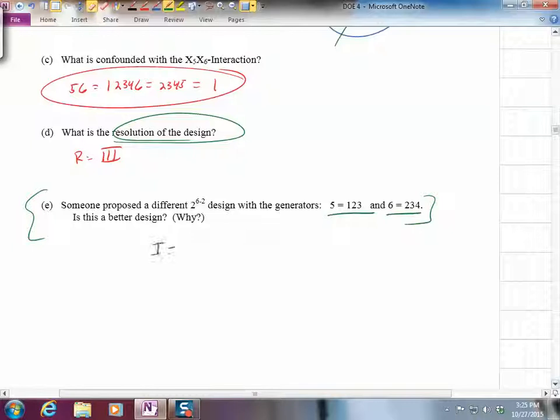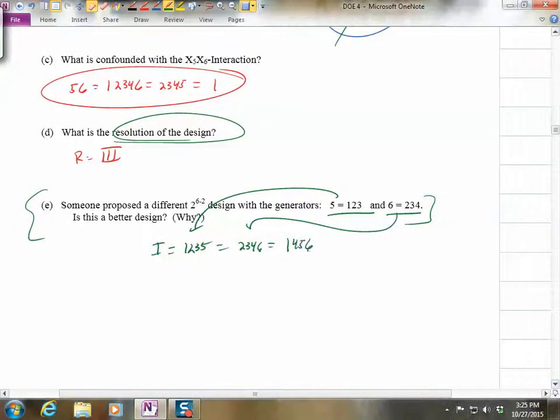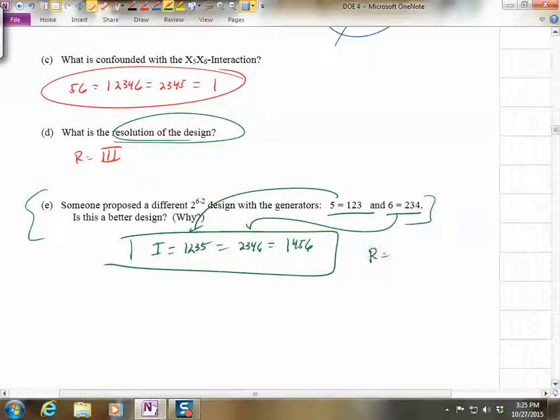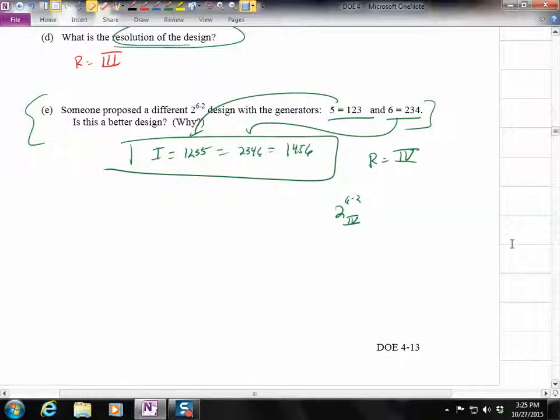So we said I equals 1, 2, 3, 5 from that one, 2, 3, 4, 6, and 1, 4, 5, 6. All those terms say it's a resolution 4 design. So it's a 2 to the 6 minus 2, resolution 4. And then it's a higher resolution, right? So we still have confounding happening in groups of 4.